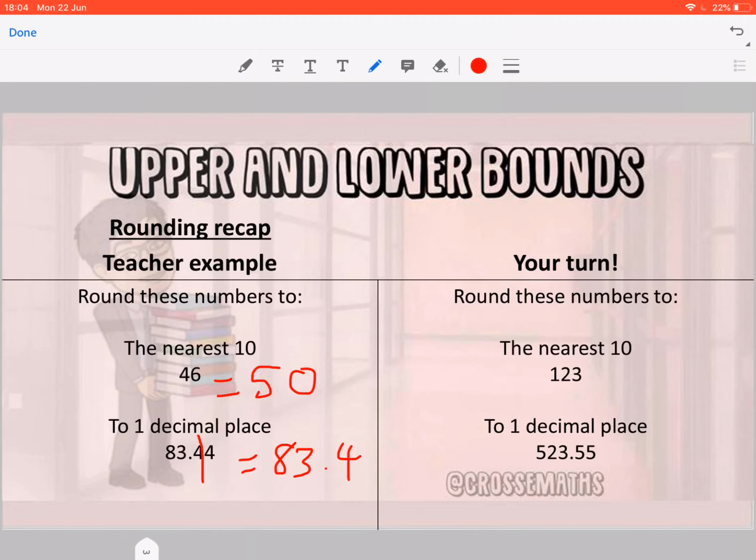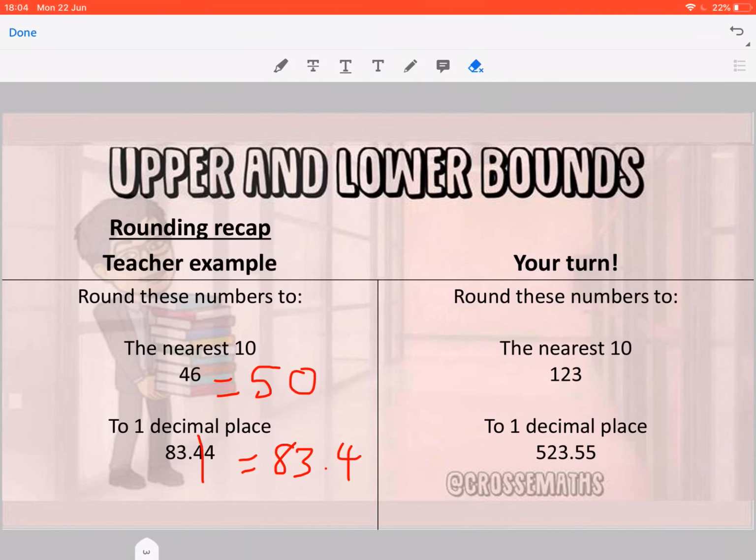Right guys, so you should have finished them now. Round that to the nearest 10, that's 123, because the 3 is 4 or less, I'm going to have to round that down to 120. 1 decimal place, 523.55. If I'm rounding to 1 decimal place, that's a 5 to the right of my line, so I'm going to have to round the 5 on the left up by 1, and it's going to go to 523.6. Okay, rounding is really easy.